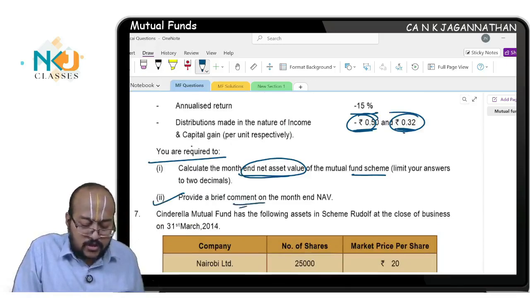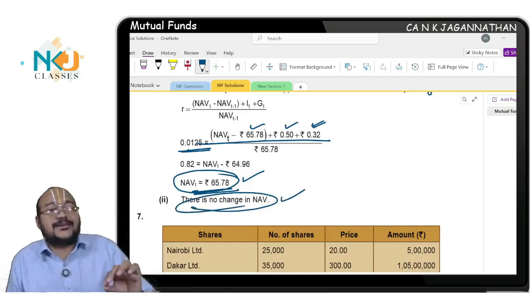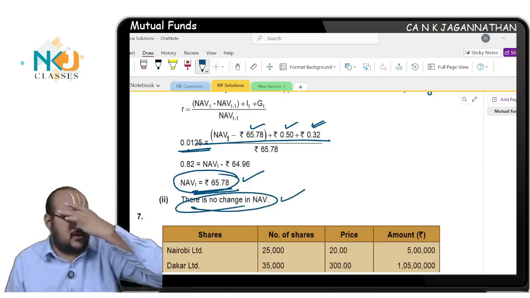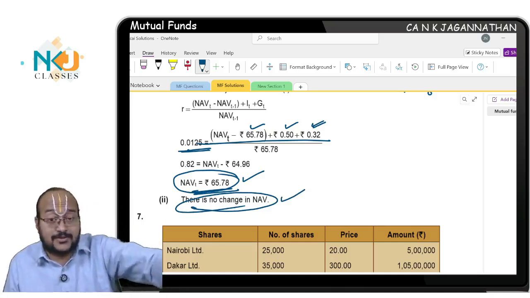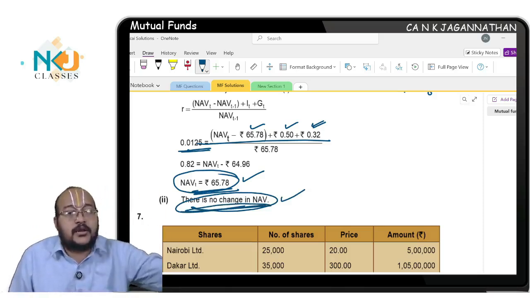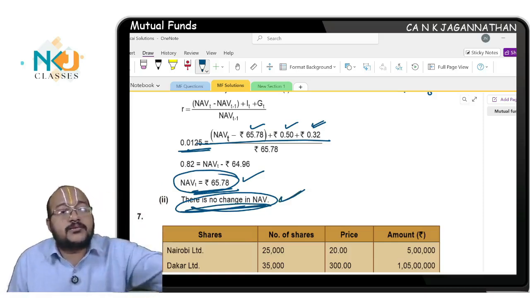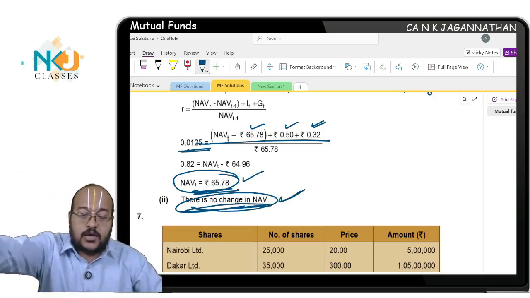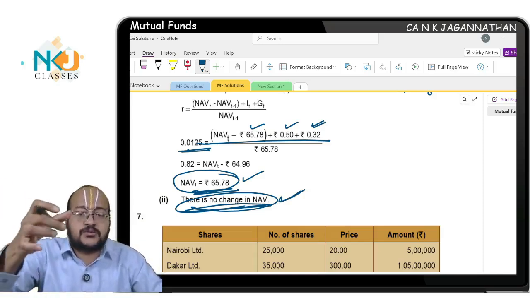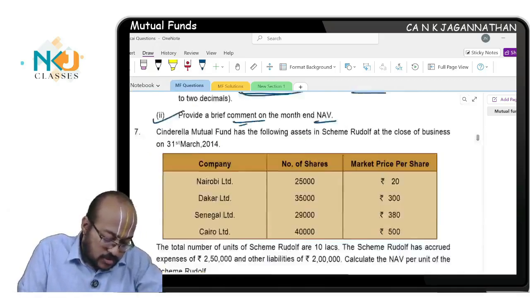Next, provide a brief comment on the month end NAV. Very simple. There is no change in NAV. If there is any change in NAV, you should say the NAV has dropped this much percentage. There was one question in the May 24 examination where they asked the same type of question and asked us to comment. In that comment, the NAV was not the same as the initial NAV. In the institute module they have given this question, but in the exam the NAV might be something different. NAV 1 can be more than NAV 0 or less than NAV 0. You should comment the NAV has appreciated this much percentage or dropped this much percentage. It would be better. Next, take question number 7.